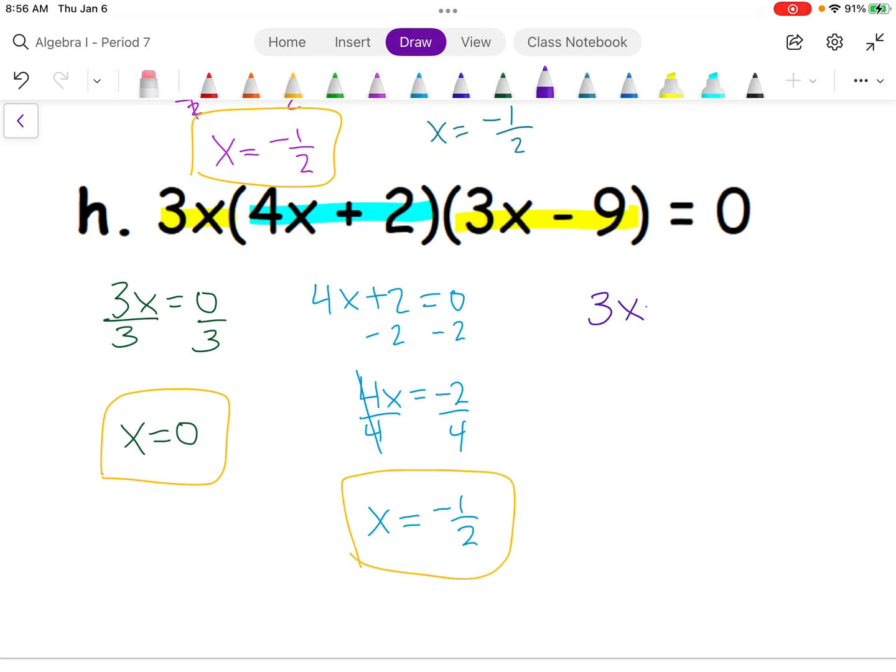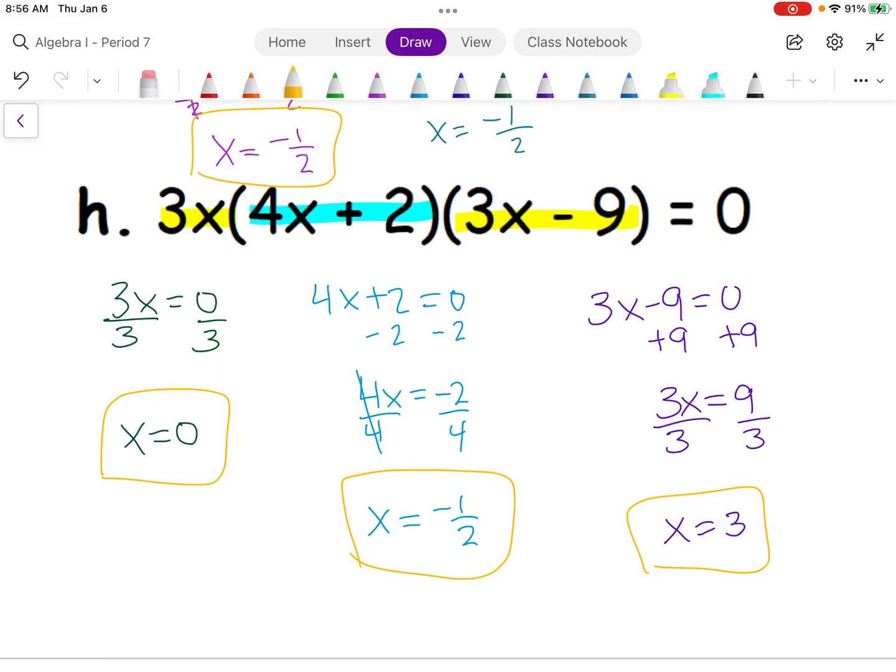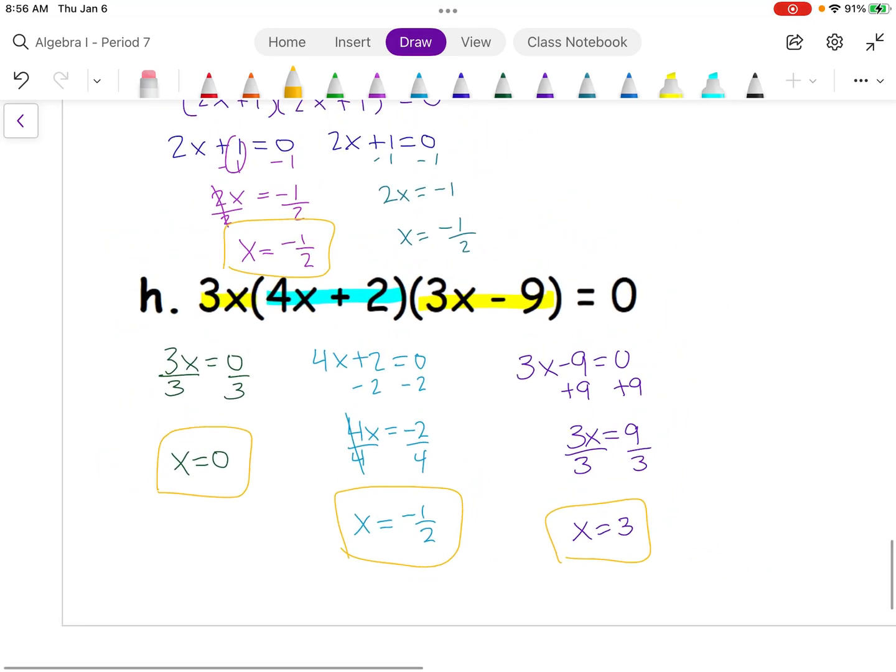And then last but not least, we could have 3x minus 9 equals 0. So we could add 9 to both sides, leaving us with 3x equals 9. And then when we divide by 3, we see that x could be a positive 3. And those are the 3 numbers that could make this equation true. And that is how we solve for x in factored form.